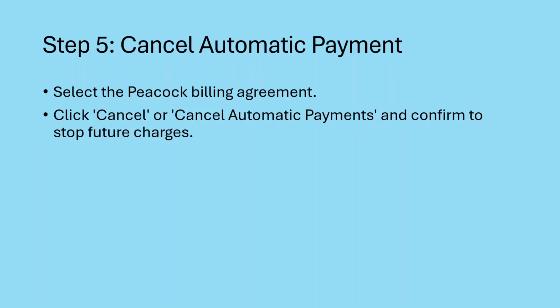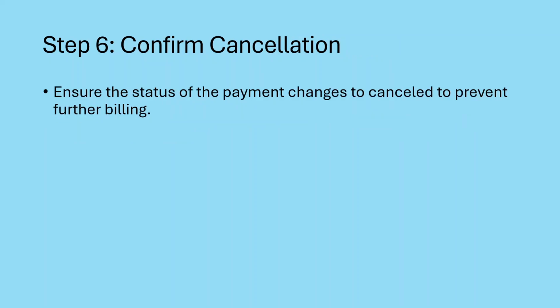Step 5. Cancel automatic payment. Select the Peacock billing agreement. Click Cancel or Cancel automatic payments and confirm to stop further charges. Step 6. Confirm cancellation. Ensure the status of your payment changes to cancelled to prevent further billing.